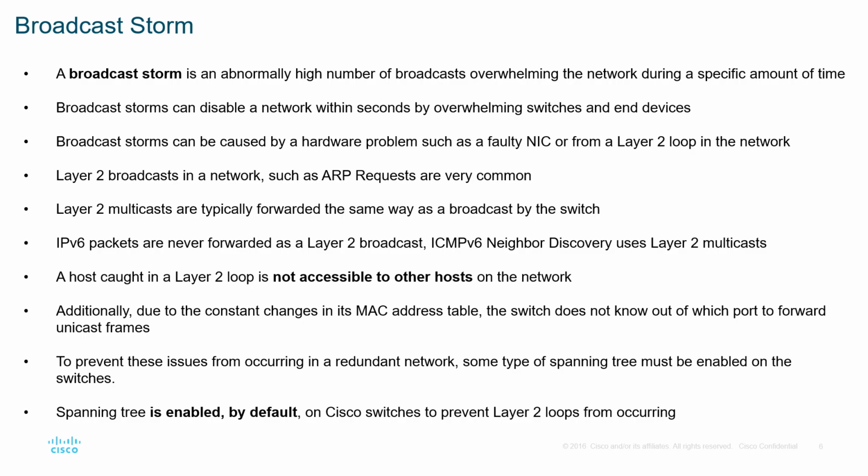A host caught in a loop is not accessible to other hosts on the network. Additionally, due to the constant changes in the MAC table, the switch also does not know out of which port to forward unicast frames. So to prevent these issues from occurring in a redundant network, some type of spanning tree must be enabled on the switches. It is enabled by default on Cisco switches to prevent layer 2 loops from occurring.